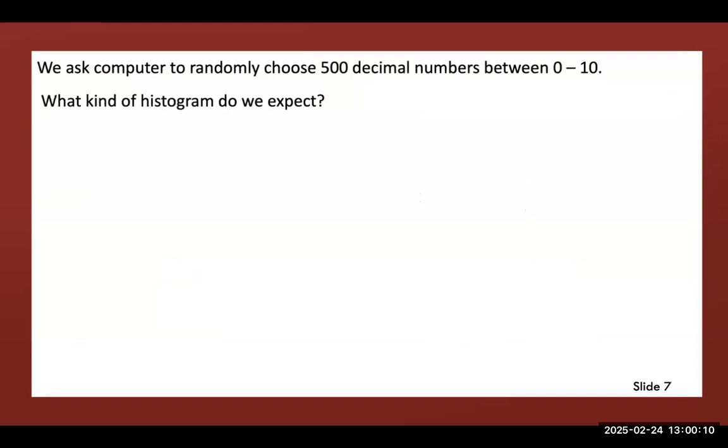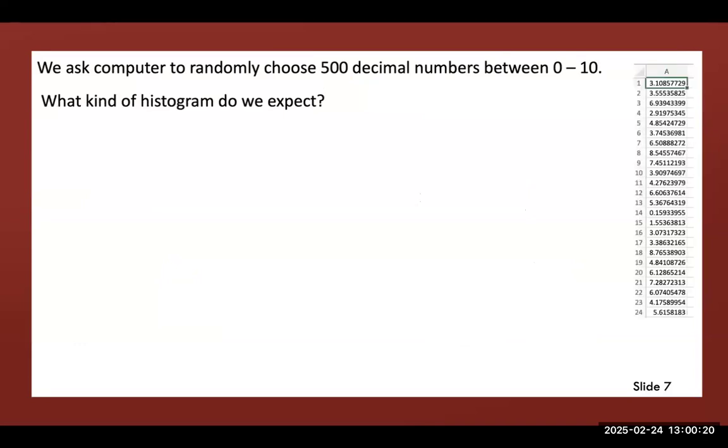So let's say we ask a computer to randomly choose 500 decimal numbers between 0 and 10. I want to know, what kind of histogram do we expect to see? I actually did this. I went into Google Sheets and typed in this formula, equals rand times 10. The rand command gives a number between 0 and 1, and when you multiply it by 10, it brings it to a number between 0 and 10.